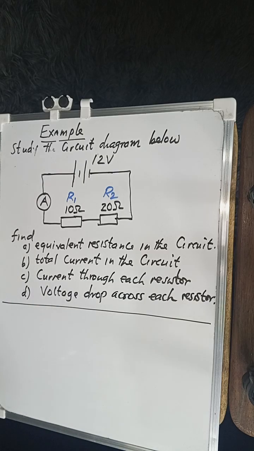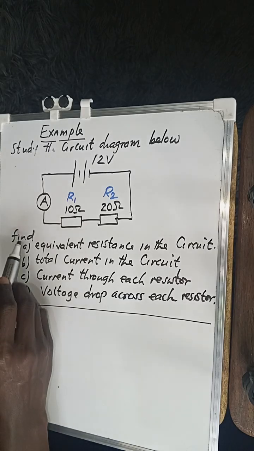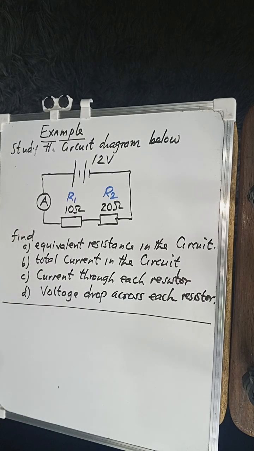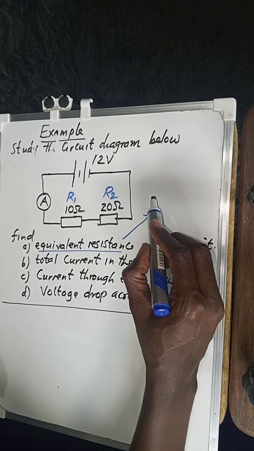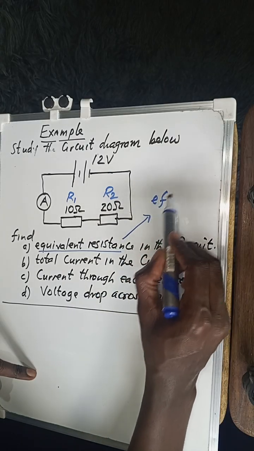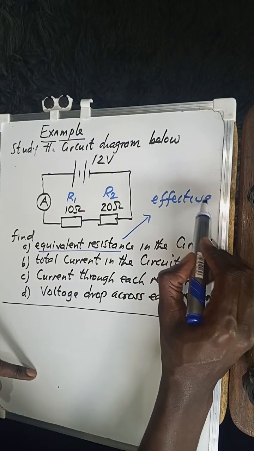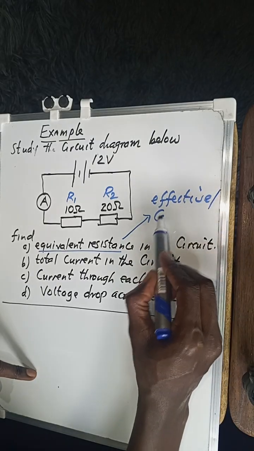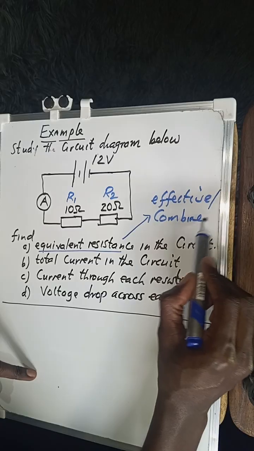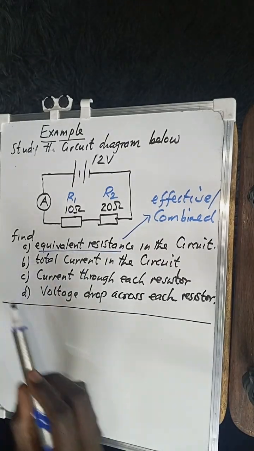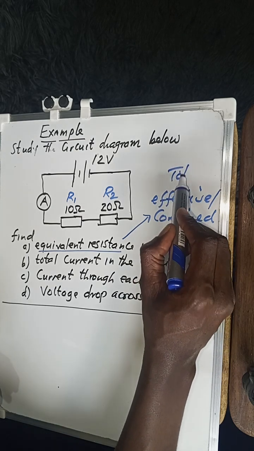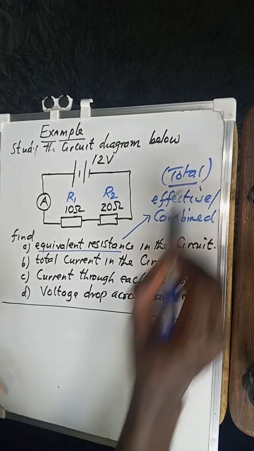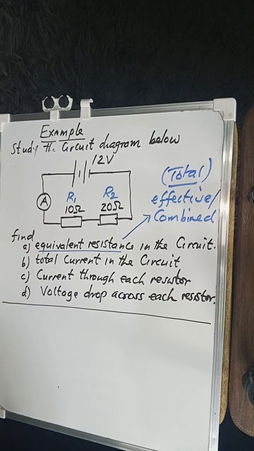So now let's figure out how we can go about that. The question says find the equivalent resistance. Sometimes in the exam, instead of equivalent resistance, they can use words like find the effective resistance, or find the combined resistance. That's what they mean. When they use equivalent, effective or combined, they mean you're finding the total. But pay attention to what they are telling you in the question.